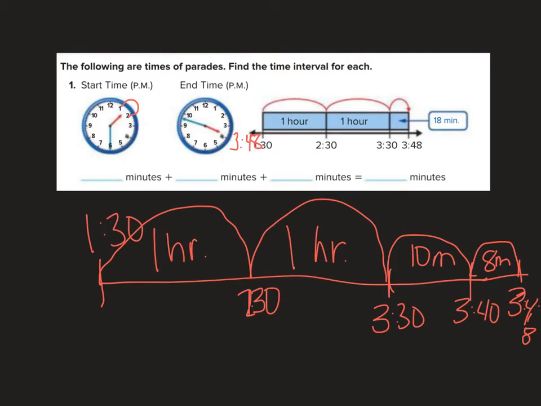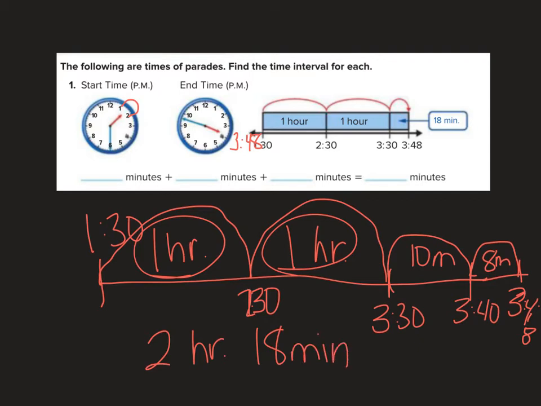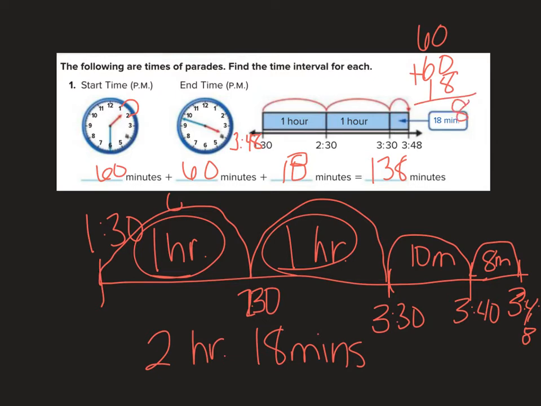So now I have to add this up. I have 1 hour, 2 hours. So 2 hours, 18 minutes, but it looks like they want minutes. So it would be 60 plus 60 plus 10. Oh, they want us to add the 10 and 8 together. Plus 18 would be 120, 138. 138 minutes. Again, you can always line them up. I would prefer you do this over trying to do it in your head and you get it wrong. 138 minutes.